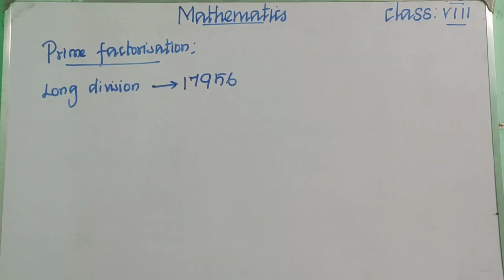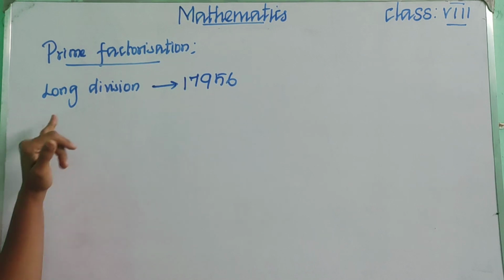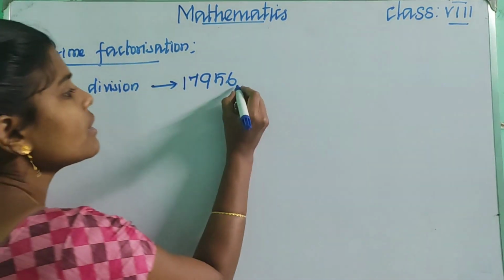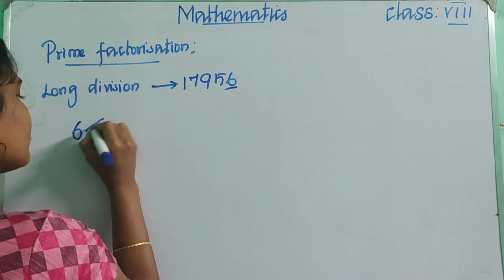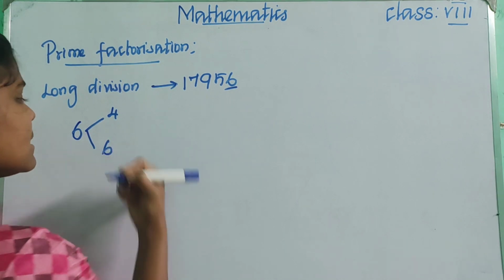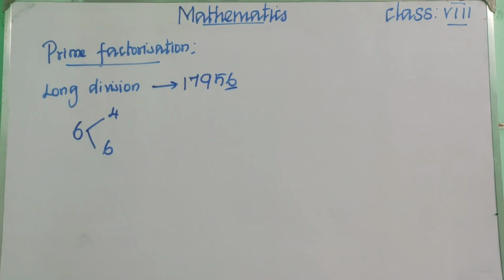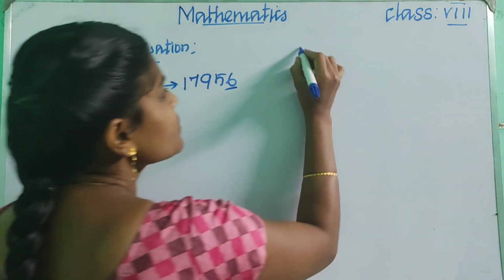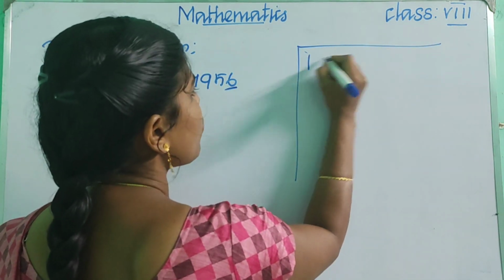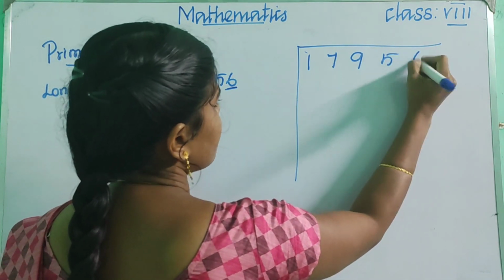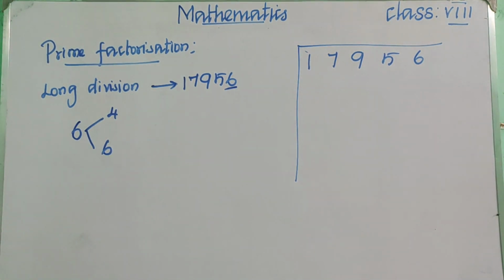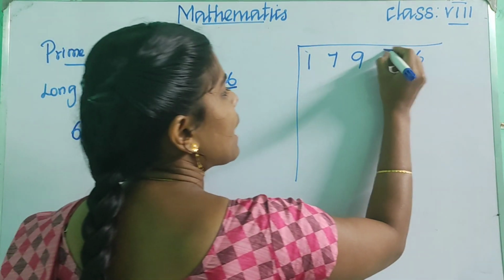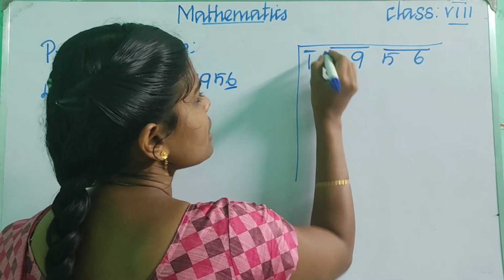We are going to find the square root of this number by using the long division method. Now see the units place. In the units place we have 6. If there is 6, we will get the number 4 or 6 at the end. Now let us do the long division method. We have the digits 1 7 9 5 6. First of all, we need to pair the digits from right to left, two digits each. Now we can pair 56, then 79, and at the last 1.